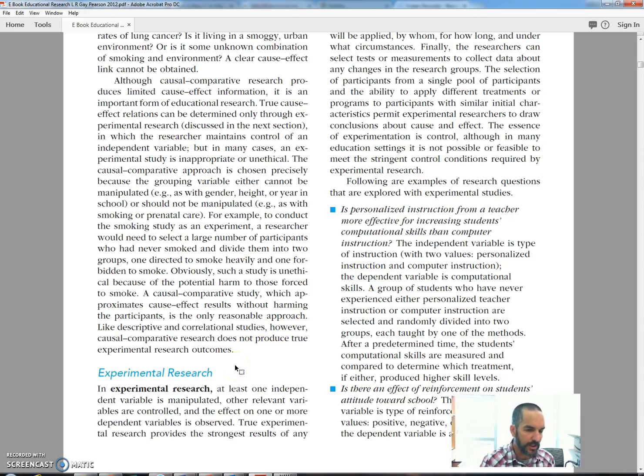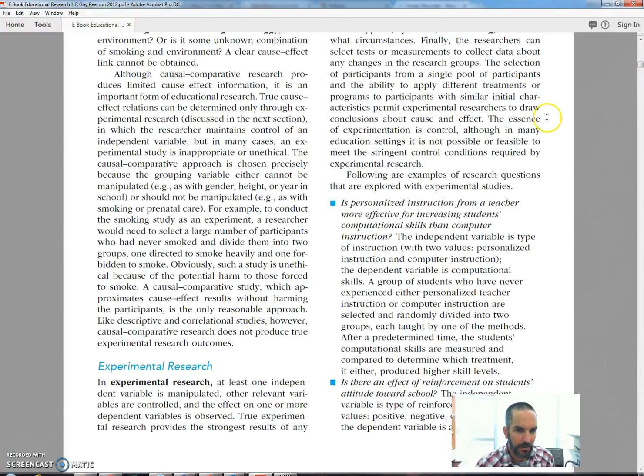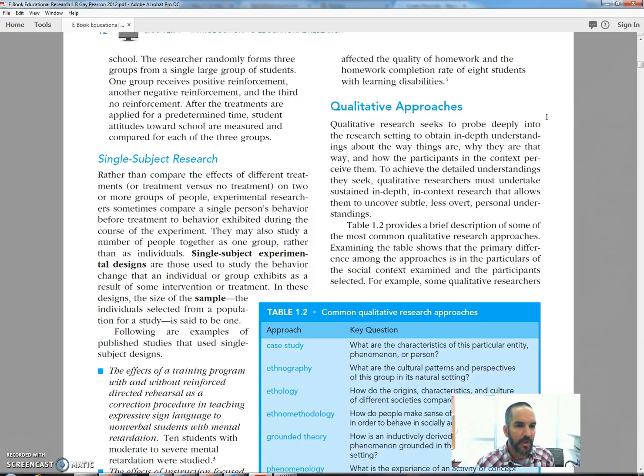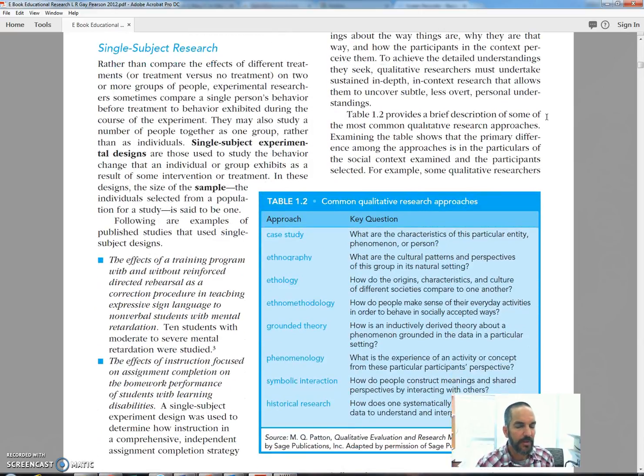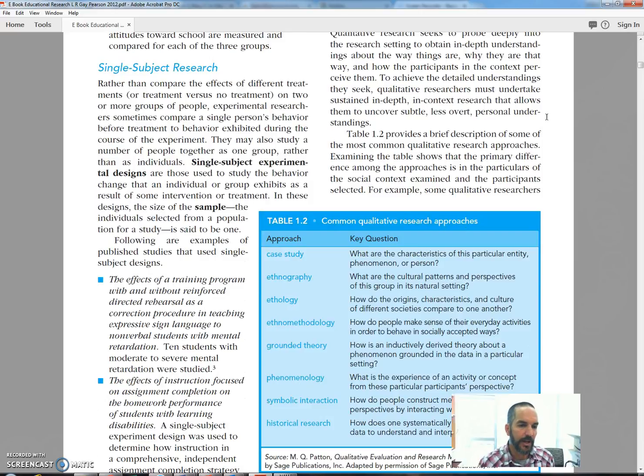It's helpful to begin by reading Chapter 1 and getting a sense of, okay, there's quantitative and there's qualitative research, and within quantitative research, there are some major categories of research. As we move down, you're going to see that there's also qualitative research and some major categories there.